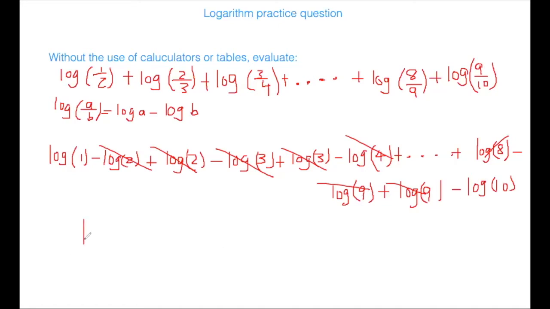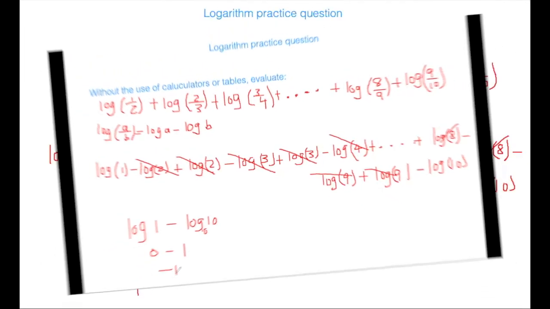So what is left is log 1 minus log 10. Now remember, there are rules that say log 1 is 0, doesn't matter what the base is. And this base is 10, so there's a rule that when the base and the argument are the same, the entire value is 1. So the answer is negative 1 because 0 minus 1 is negative 1. And that's it.